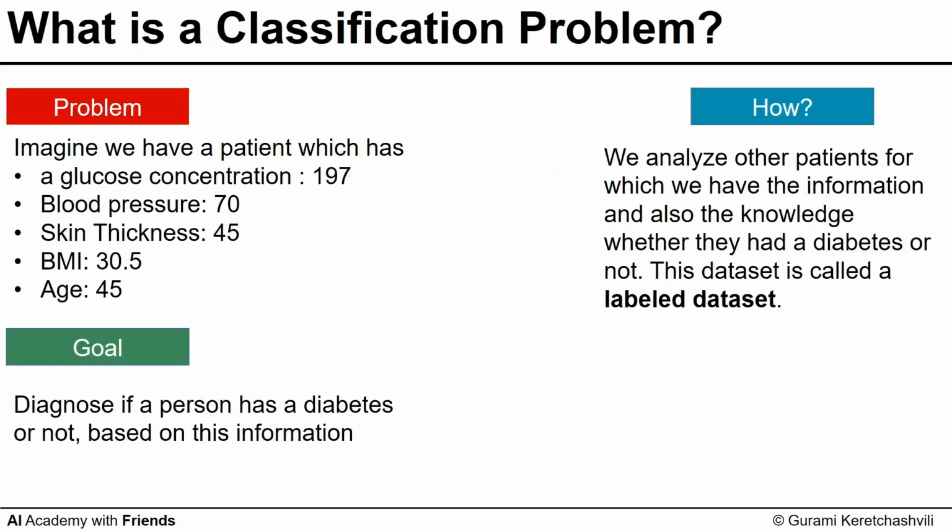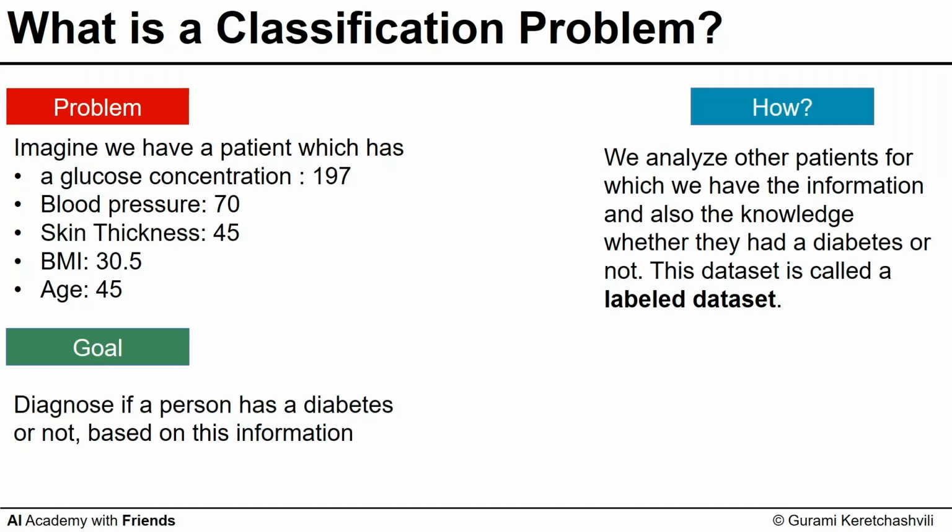What is a classification problem? Imagine we have a patient which has the following records: a glucose concentration 197, blood pressure 70, skin thickness 45, BMI 30.5, age 45. And our goal is to diagnose if a person has diabetes or not, based on this information. The question is, how are we going to solve this problem?